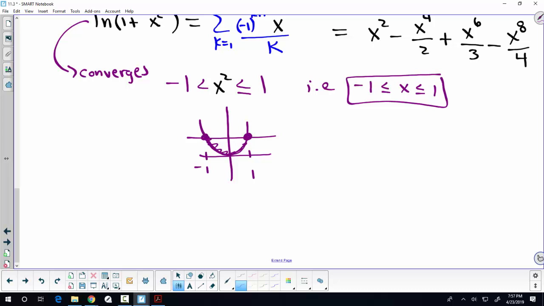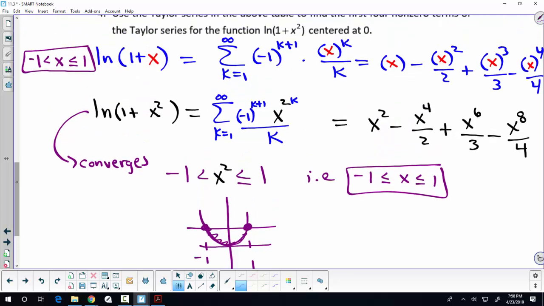But on the exam, if I ask you a question like this, and I will, I won't ask for the interval of convergence. I'll just ask you to represent the new series. I put it up here. Yeah, right. So x cubed would be the same. Yeah.